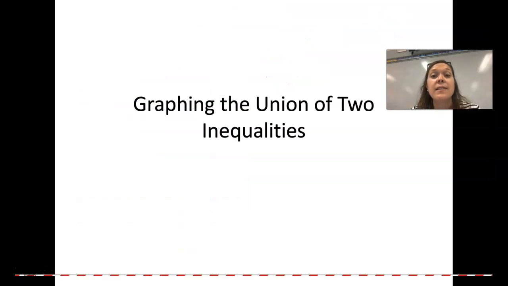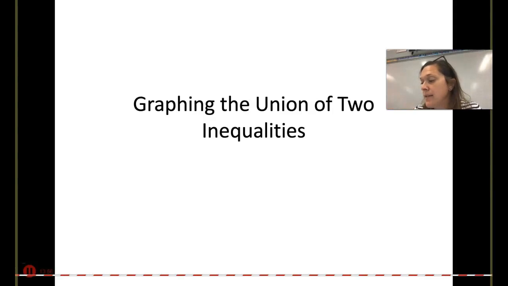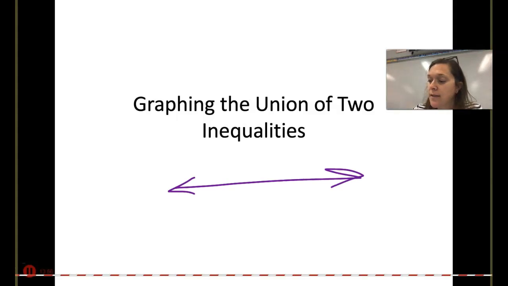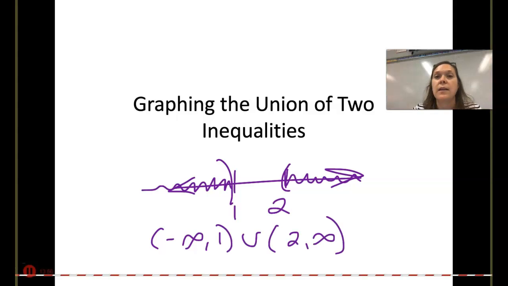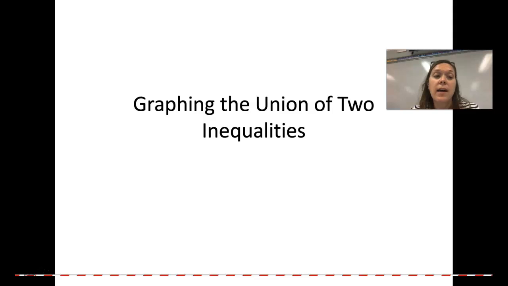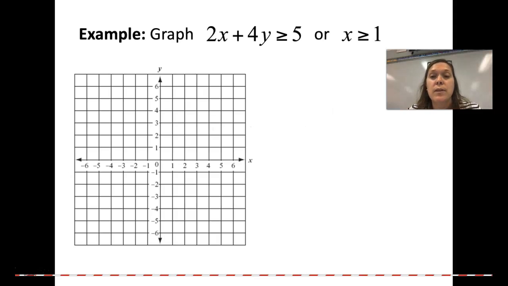Okay, so now let's make it the union. If you guys remember back when we were doing the union graphs on number lines, we had something that looked like this, where we were doing the union of everything less than 1 and everything larger than 2. So we would do negative infinity to 1, union 2 to infinity. So when we were talking about unions, we wanted everything brought together. So that same thing applies when it comes to unions of 2 variable inequalities.